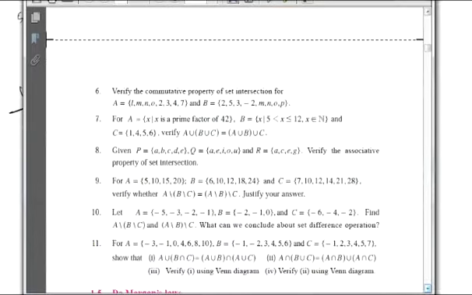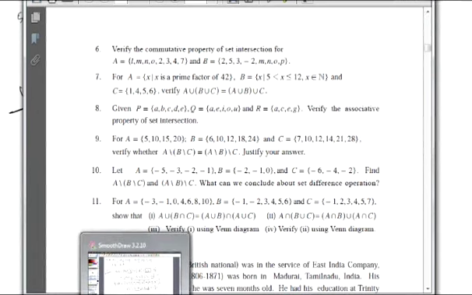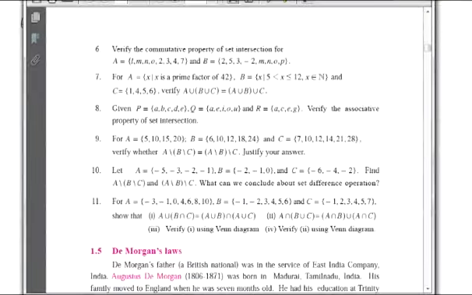What is the next question? The next question is to verify the commutative property of set intersection. A is L, M, N, O, 2, 3, 4, 7, and B is 2, 5, 3, minus 2, M, N, O, P.